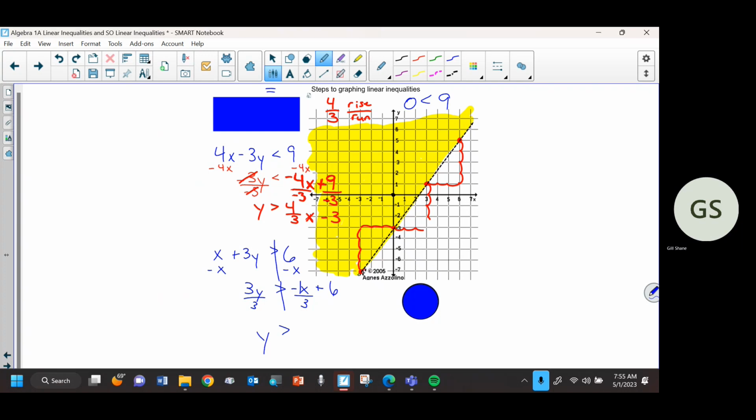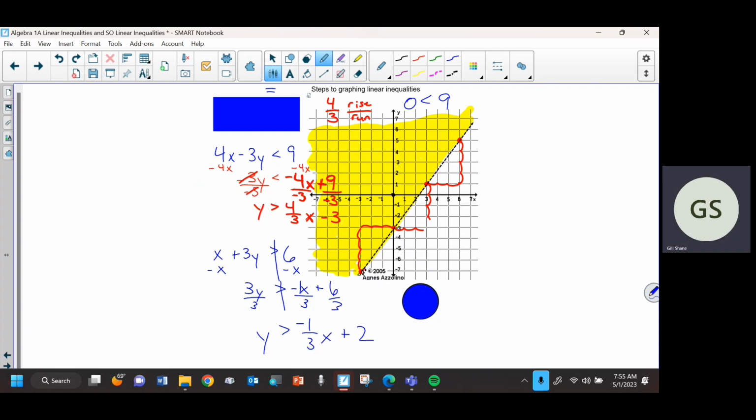So this is negative 1 over 3 times x plus... oh, I forgot to divide the 6 by 3. Fix that if you didn't catch it when I did it. You've got to divide both things by 3. Do not forget that. So 6 divided by 3 is 2. That's my equation. I can now use the y-intercept and the rise and the run.